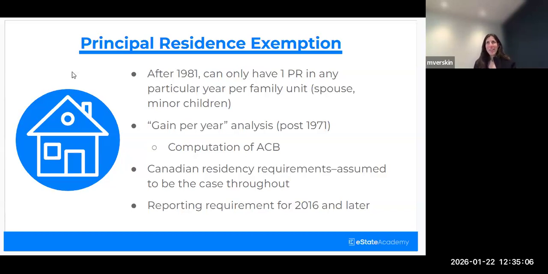I've kind of touched on this: every year, you can only designate one principal residence. So if you have a home and a cottage and you have the year 2026, you can only designate 2026 to either one or the other, not both.